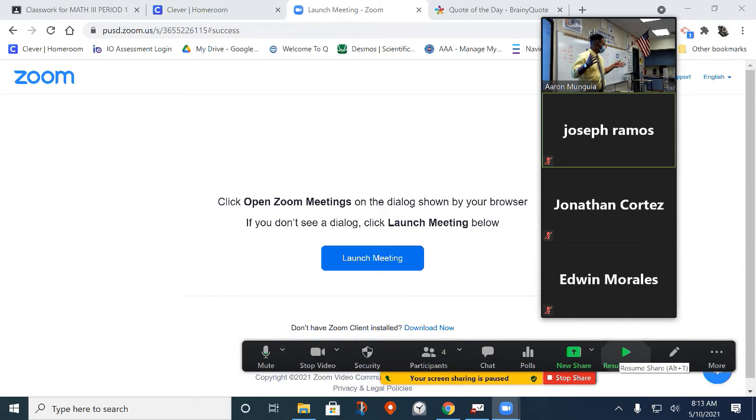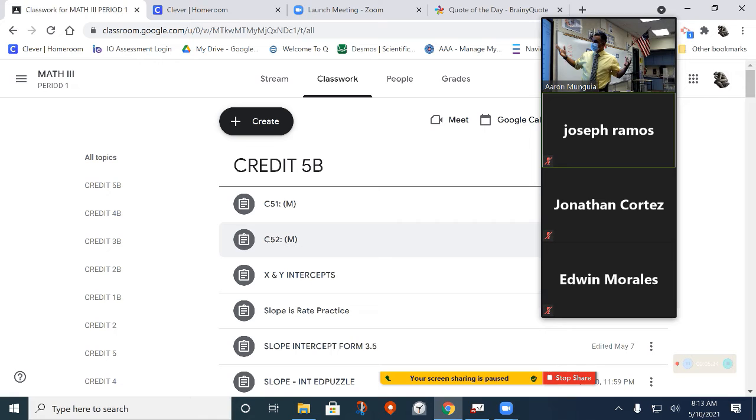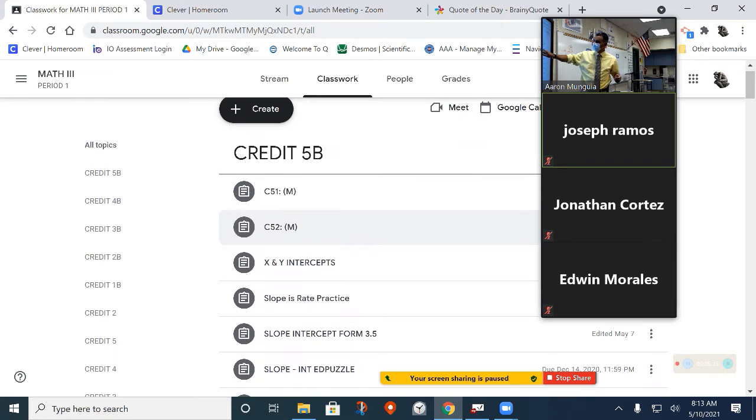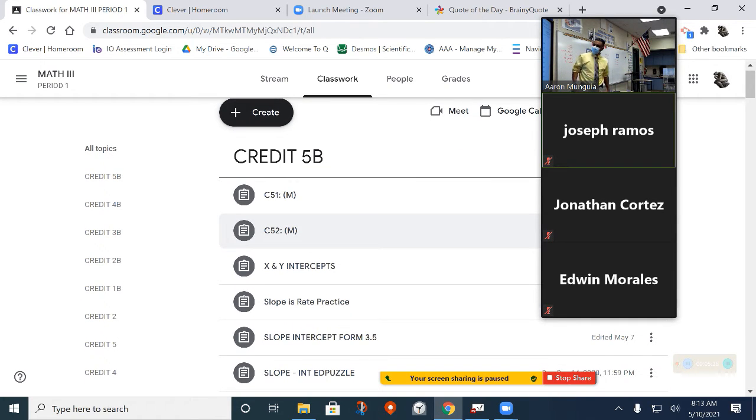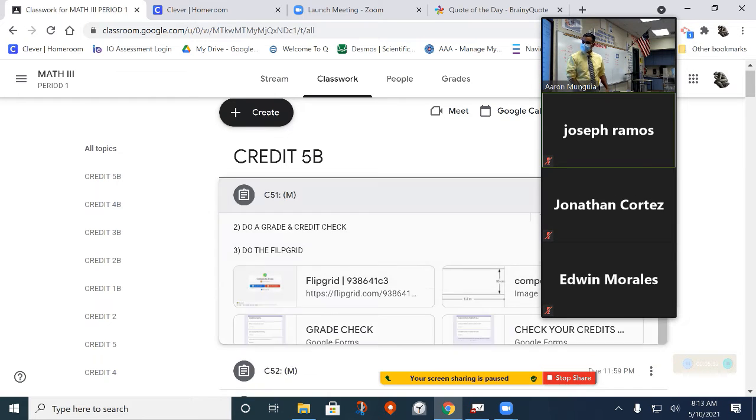I hope some of you guys are going to summer school. I'm not going to be teaching summer school. I'll be around, though, doing planning and stuff. But we're already here. Look at credit 5. Wow. Monday, C51, C52. Let's see what C51 says.